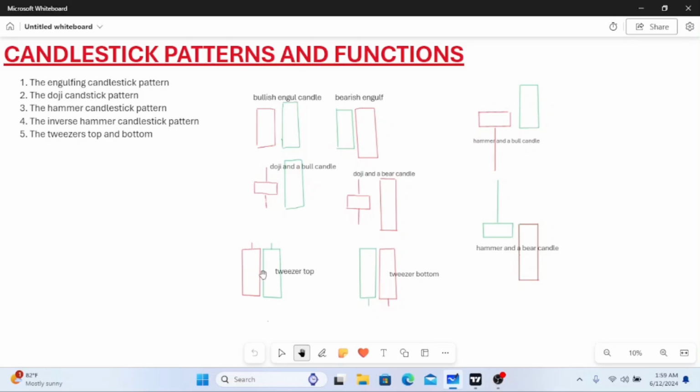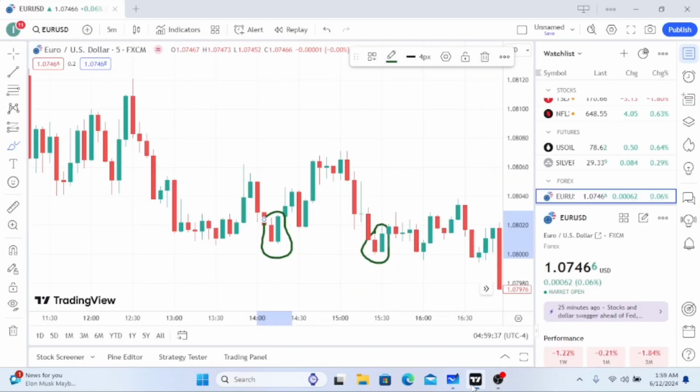The same thing with the tweezer top. The bull closed on the same level with the bear candle, not engulfing the wick. The same thing here. This bear candle closed on the same level with the bull candle. And let me show you a real life illustration.